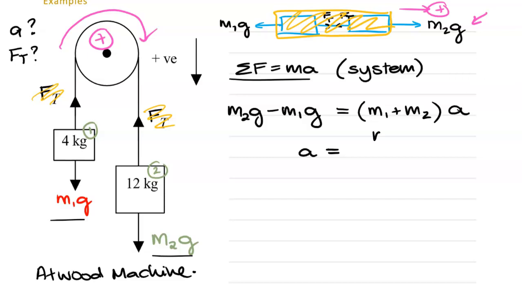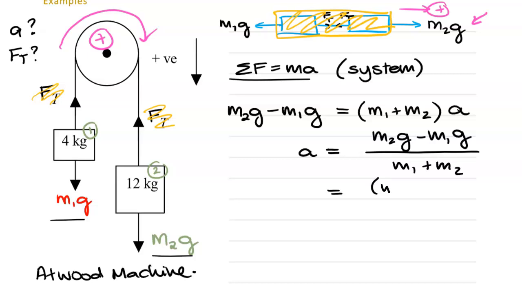So a is going to be m2g minus m1g on m1 plus m2. Now, you don't have to do this, but you could write that as m2 minus m1 times g on m1 plus m2.